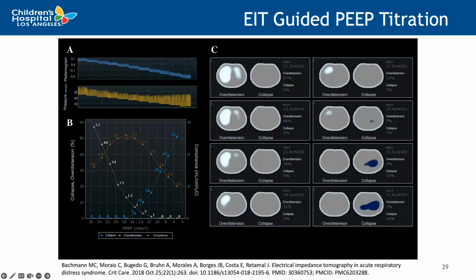And then that's represented here on the right, with areas being white are overdistension and areas that are dark blue are collapse. And so at every PEEP level, you can see not only the compliance, but overdistension and collapse, and can start to really tailor your PEEP management at the bedside.